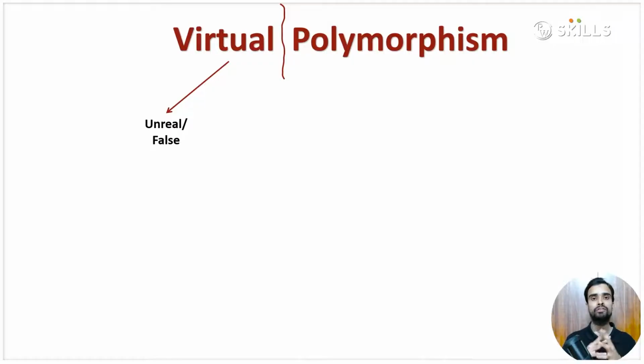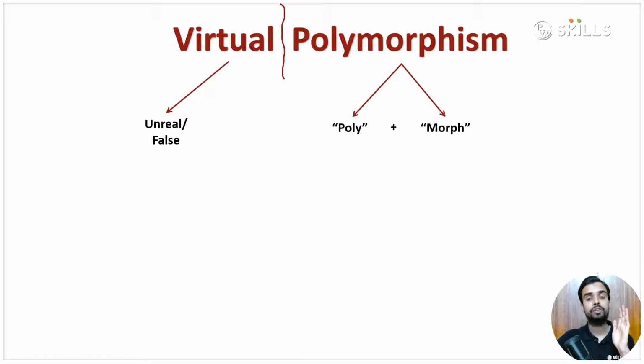How about polymorphism? Please understand, this word has been derived from two different words. It is a Greek word. What are those two different words, sir? The first word is poly, and the second word is morph. Poly simply means many, morph means forms.